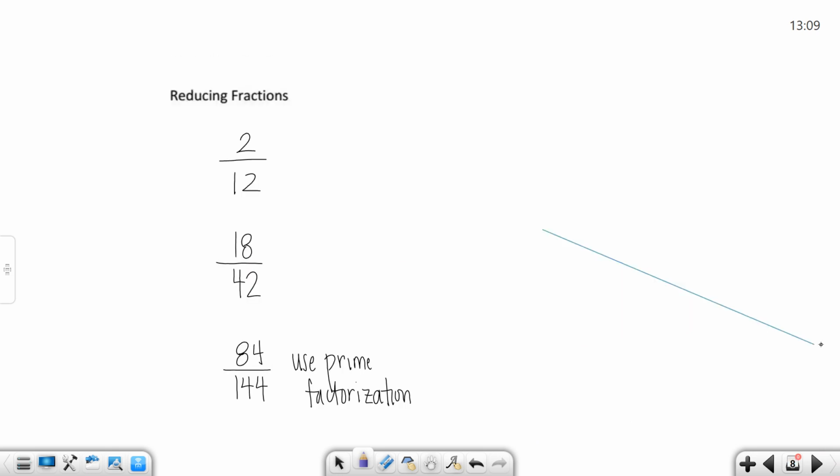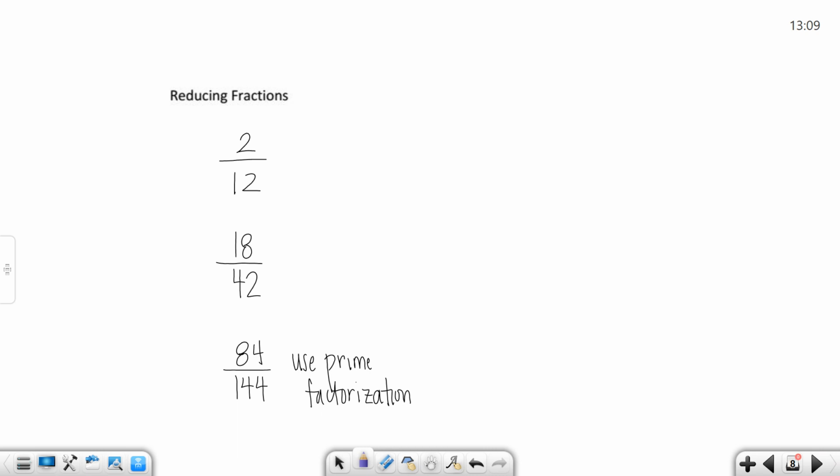Now, the next thing I want to ask you to do is to reduce fractions. There's lots of different ways to do it. If we've got one that's smaller numbers, like the 2, the 12, the 16, the 18, the 42, they're not too bad. That 84 at the bottom, though, that's going to be tough.